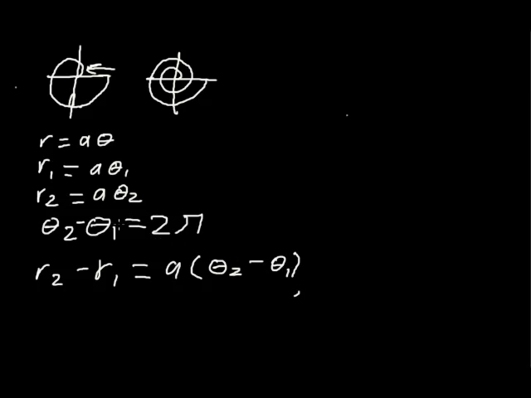And then substituting in this equation here, we can write that R2 minus R1 is equal to 2 pi times A. And then doing just a little bit of algebraic manipulation, we can say that A is equal to R2 minus R1 divided by 2 pi. So that gives us our constant of proportionality, given our starting and ending radii.